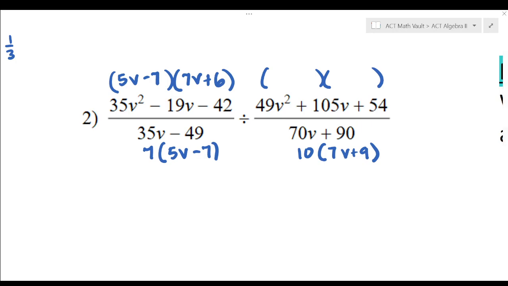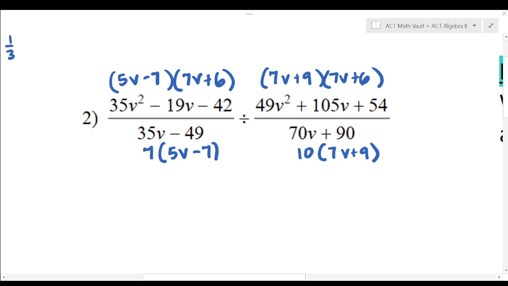And over here, I might try maybe this 7v plus 9. And I need 7v plus 9 times something to end up getting a 49 here, so 7v, and a 54 there, so plus 6. But I do have to verify that I'm going to get 105 in the middle. So we have this. Okay, so that's 42 plus 63, and that is 105.